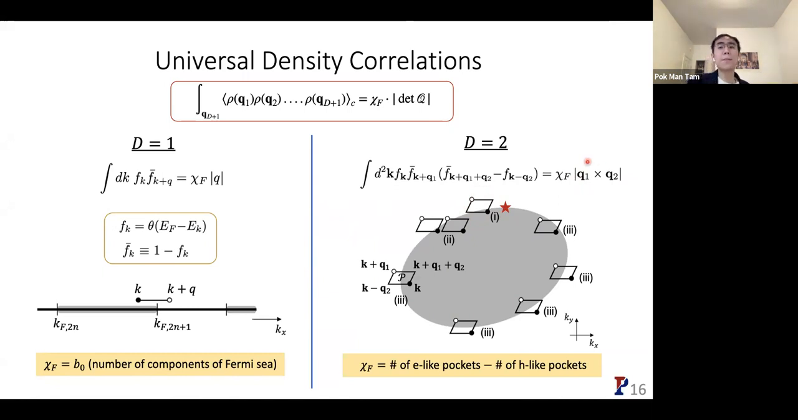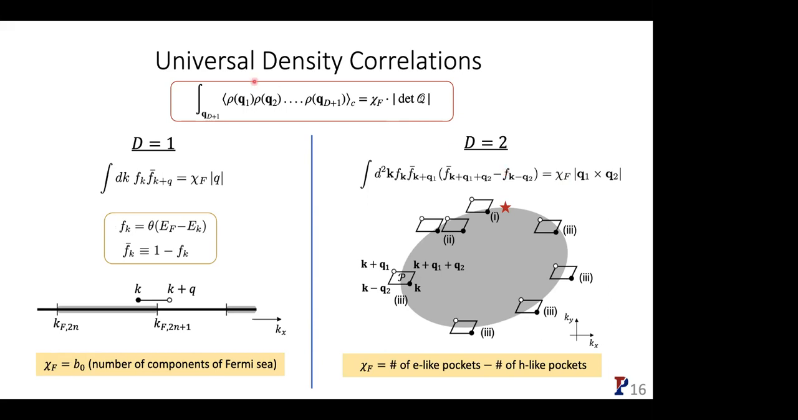The upshot is that one can actually establish rigorously and precisely that this integral will give you the area of the parallelogram spanned by Q1 and Q2 times the Euler characteristic of the Fermi sea in 2D. For 3D, it's harder to give a geometric argument. Actually, in 2D, we are already stretching the limits a little bit. But excuse me, yeah, question. Please.